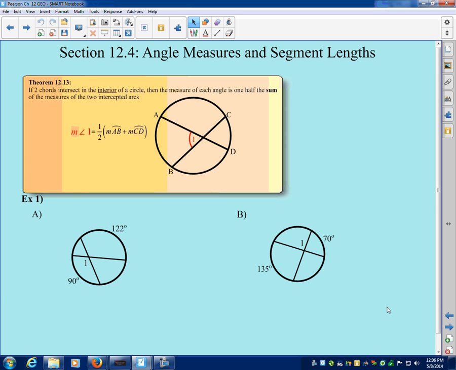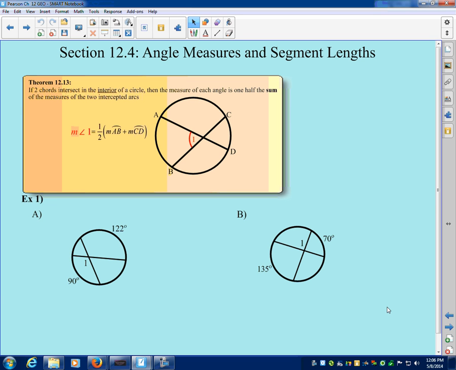So if the two chords crisscross in the center, then the measure of either one of these angles, we're going to go with angle 1 here, is equal to half the sum of the measures of the two arcs here. So that's why I was asking, does it look like a plus sign? For this theorem, if the chords crisscross on the inside of the circle, then we're going to add these two arcs and then divide by 2 to get this angle.